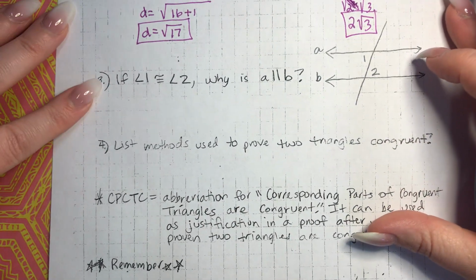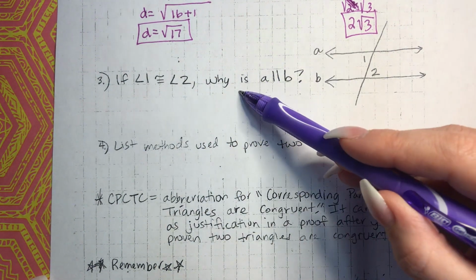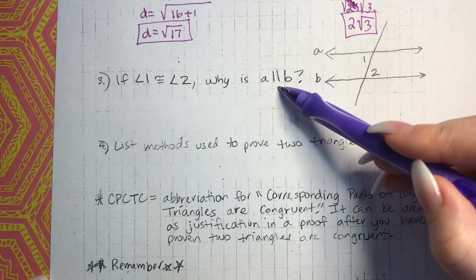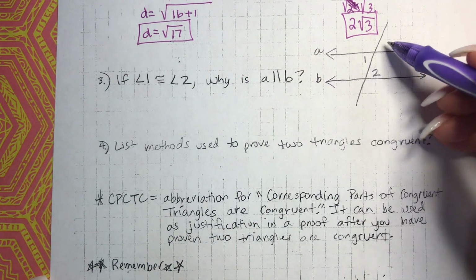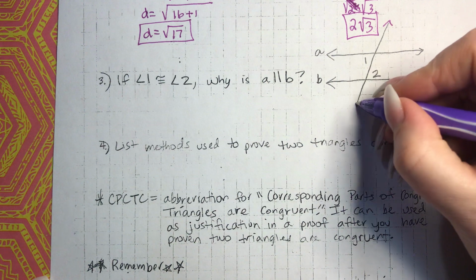Okay, let's look here at the next problem. It says if angle 1 is congruent to angle 2, why is A parallel to B? Okay, so what do we have? We have these 2 lines. We have this, which is a lovely transversal.